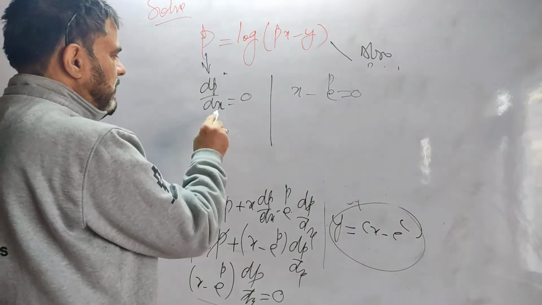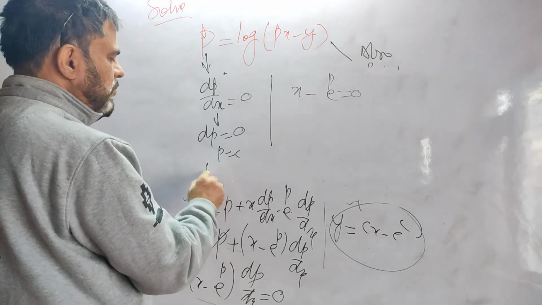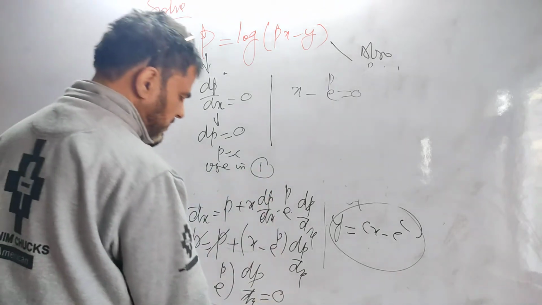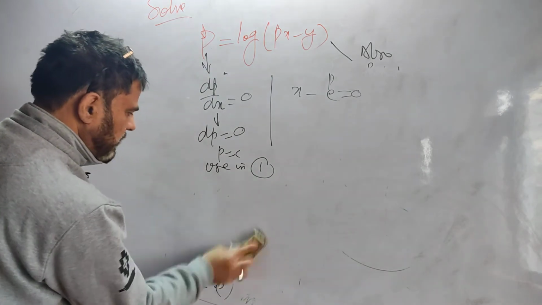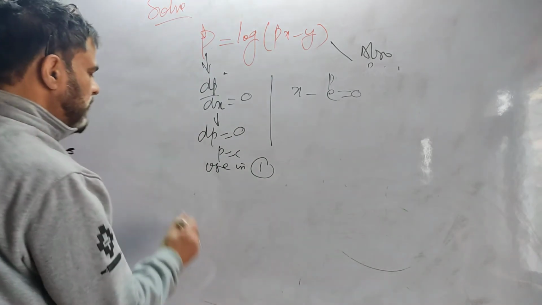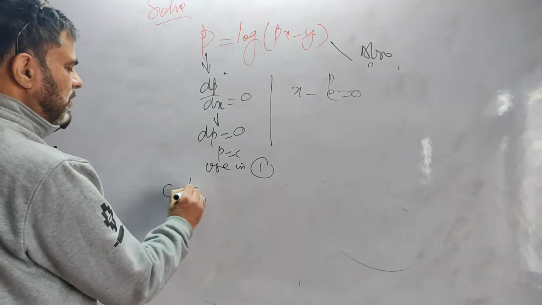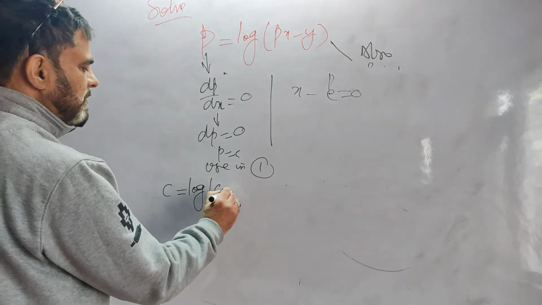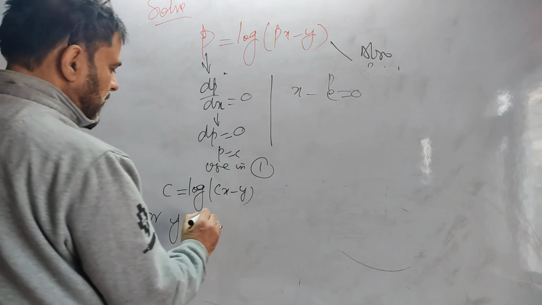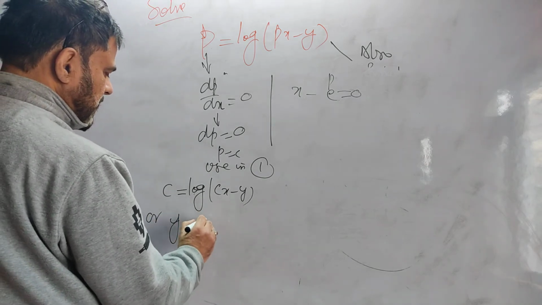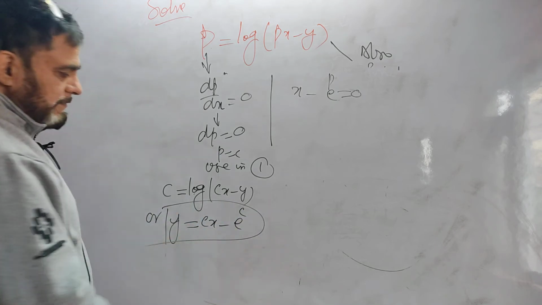Now from here, dp by dx equal to 0 will give you p is equal to c. Use it in the first equation, and this is the complete solution you will get. The solution will be c is equal to log of cx minus y, or you will write the solution as y is equal to cx minus e raised to the power c. This is also the solution.